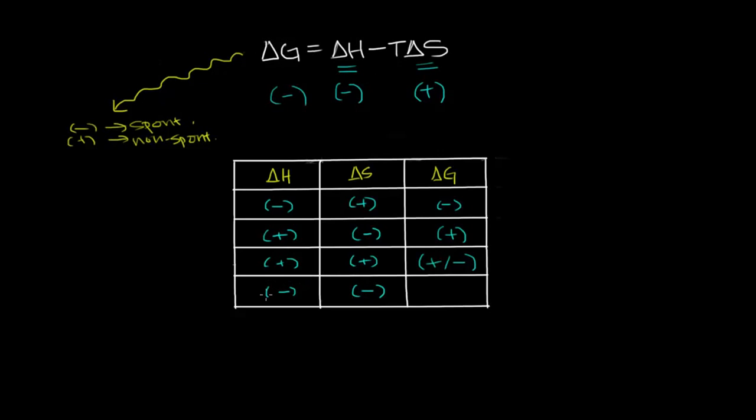So finally, let's look at the situation where we have a negative number in our last row minus another negative number.